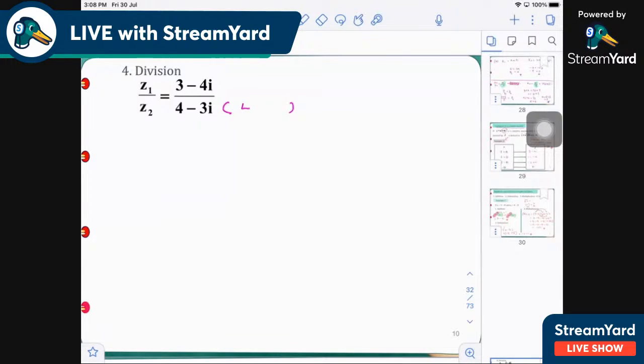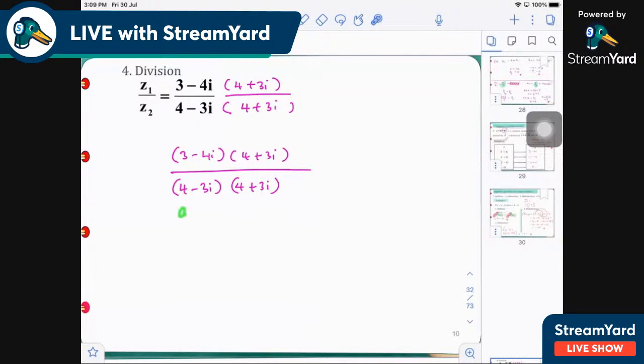Why do I multiply with 4 plus 3i on top and bottom? Because it's actually equivalent to 1, so I did not change the question. I hope that is clear for everybody. Now from here, if I multiply, I get 3 minus 4i times 4 plus 3i over 4 minus 3i times 4 plus 3i. If you notice, this is a minus bi, this is a plus bi. That's the formula we saw just now, yes or not? I told you this can be written as a squared plus b squared, and the explanation was already given before this.